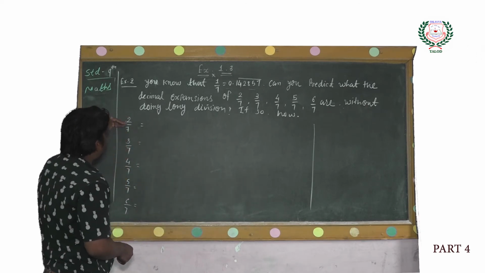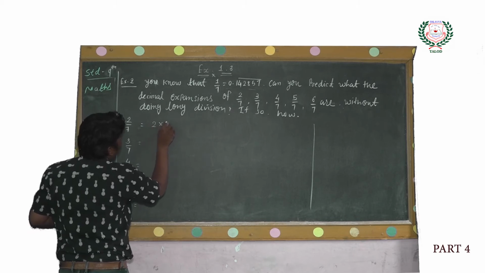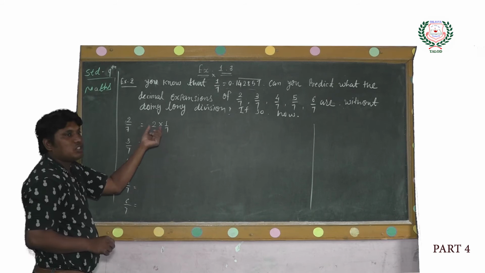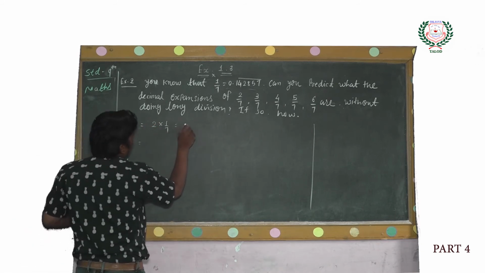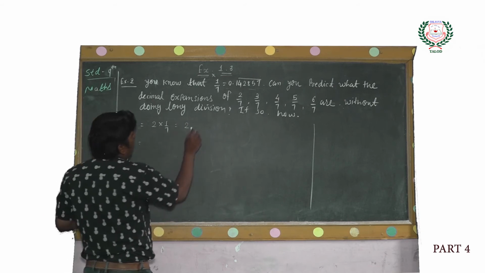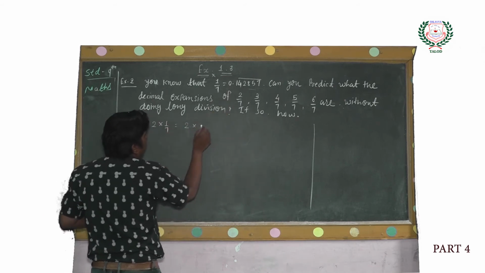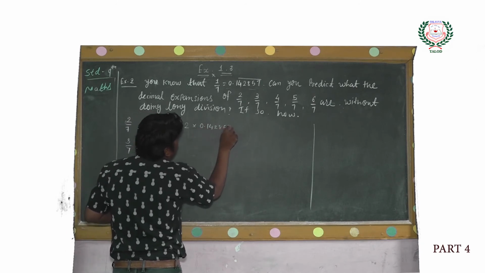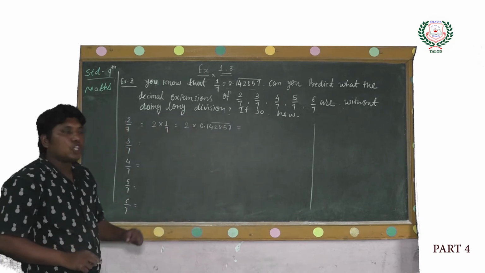Because here 2 by 7, we know that 2 means 2 multiply 1 by 7, that is 2 ones are 2 and 7 ones are 7, so it is equal to 2 by 7. So you know that what you are going to do? 2 and you know the value of 1 upon 7, you just put here and multiply it. So 14285 and just multiply with the 2.